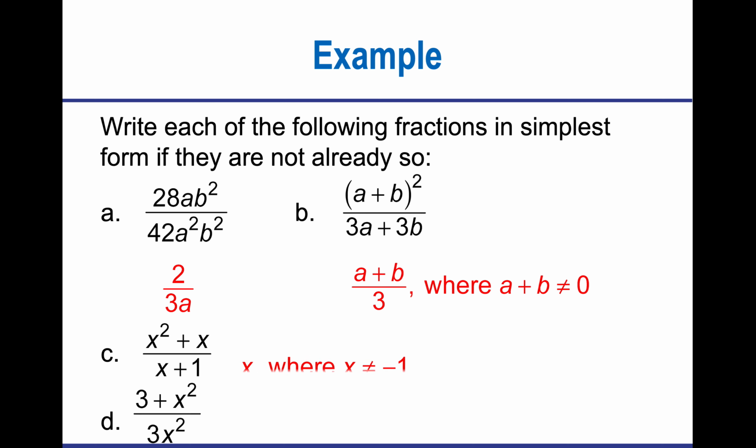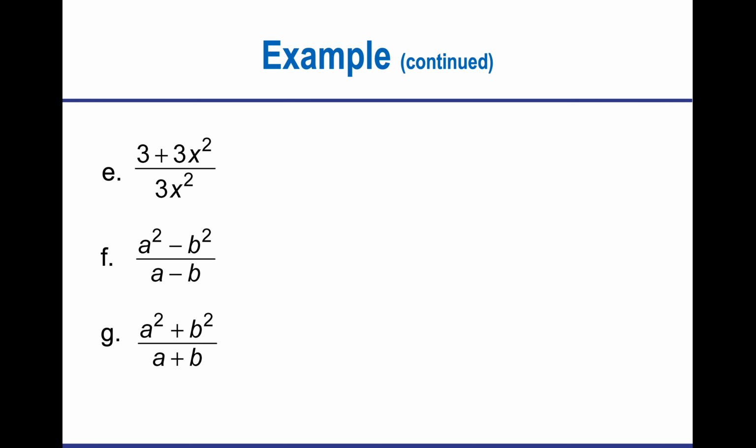In part C, I can factor out an x in the numerator and get x times x plus 1. Then my x plus 1's cancel, and so it simplifies to just x, but I still have to add that qualifier that x cannot be equal to -1. In part D, this is as far as I can go. There's nothing that can be divided into both the numerator and the denominator. There's no factoring work that I could do here so that I would be able to cancel something out.